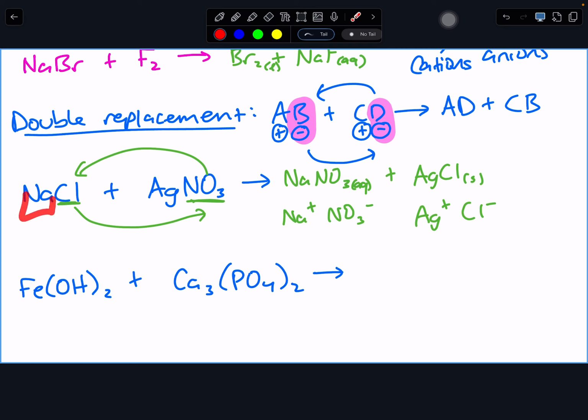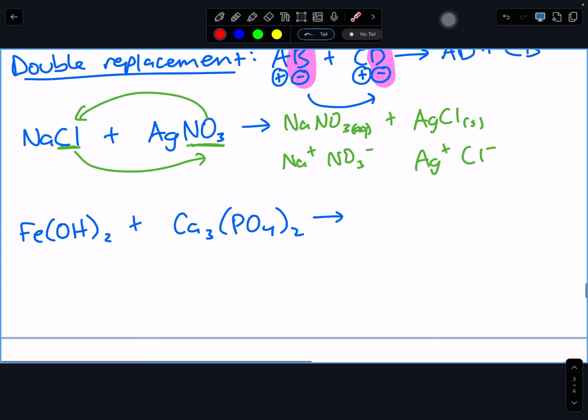Okay, I have one Na, one Na. I'm good. How many Cl? One, and one. So I'm good. How many Ag? One, and one. How many NO3s total? One, and one. So everything's balanced, right? Every question is going to need balancing.